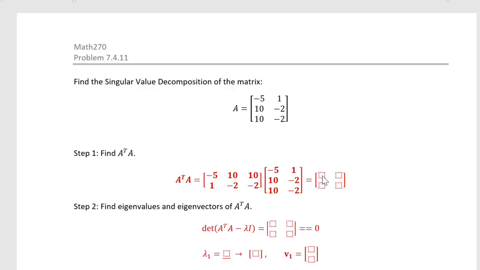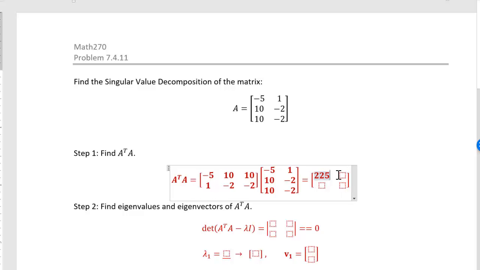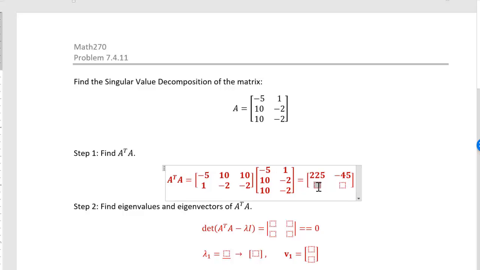So when we do this multiplication, we're going to get negative 5 times negative 5, that's positive 25, and then 100 and 100, so it looks like it's going to be 225. And then on the wings, we're going to get negative 5 times 1, 10 times negative 2, 10 times negative 2. So for that, it looks like we're going to get negative 45. And then we're going to get the same inner product when we do the other wing, and then the last diagonal is 1, negative 2, negative 2, and we're going to essentially square that. It looks like that's going to be a 9.